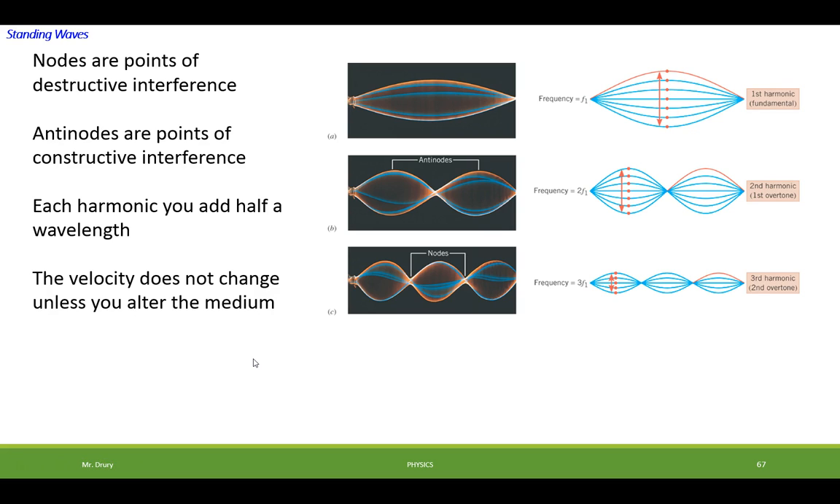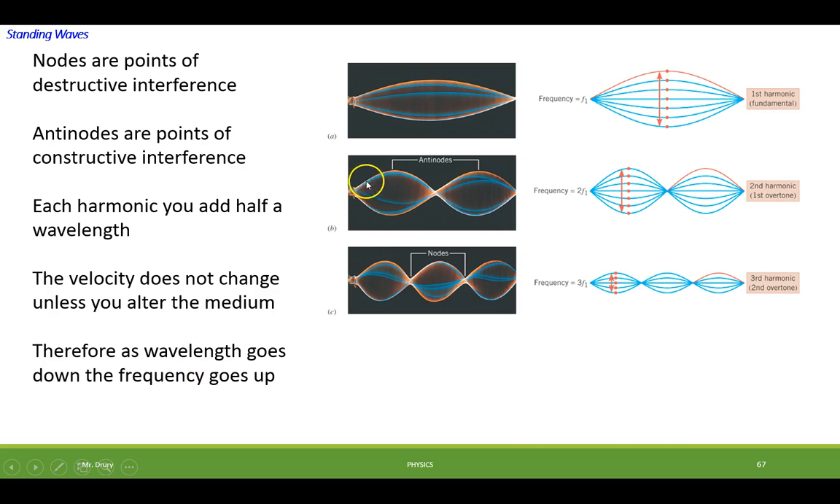So the velocity doesn't change unless you change the medium. If you have a wave moving on a string, unless we change the medium, like by tightening the string or changing the mass per length of the string, the velocity will remain the same. So with that in mind, as the wavelength gets smaller and smaller as you add more humps, the frequency has to go up. Okay?